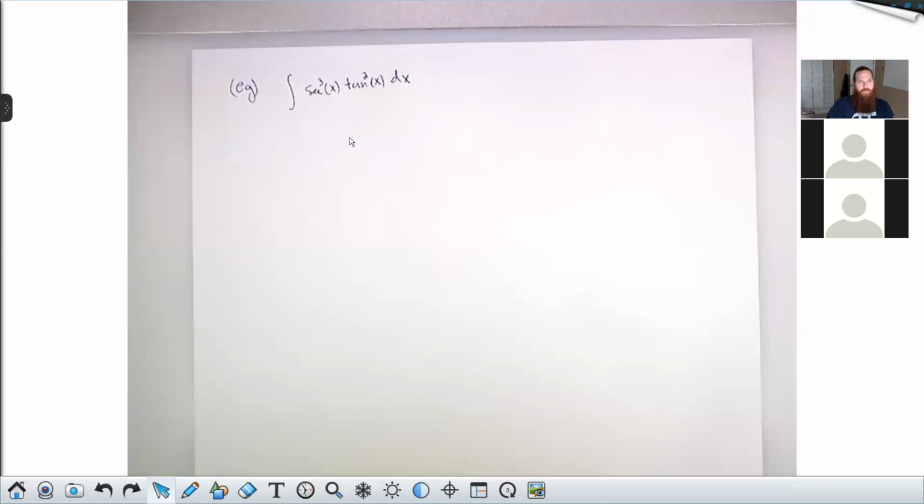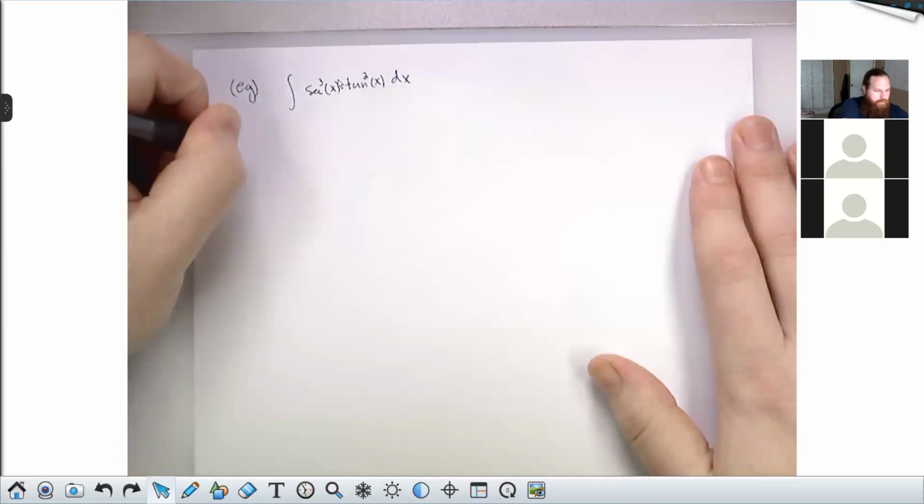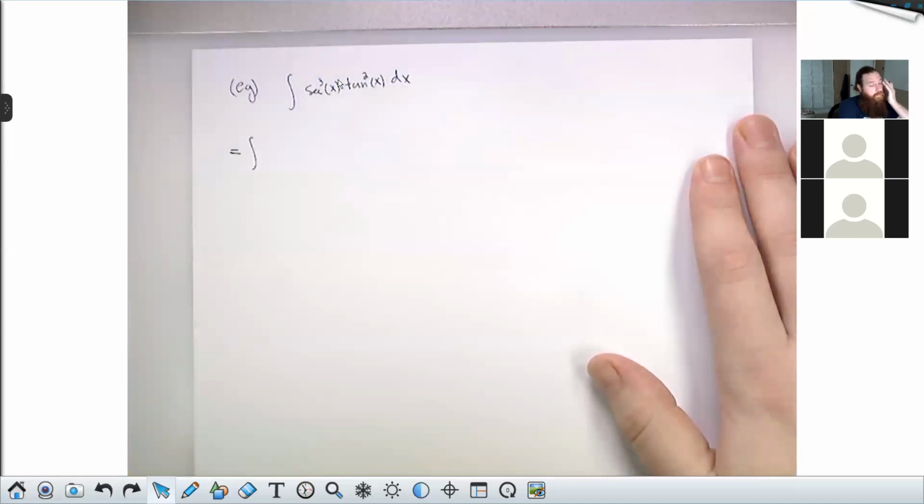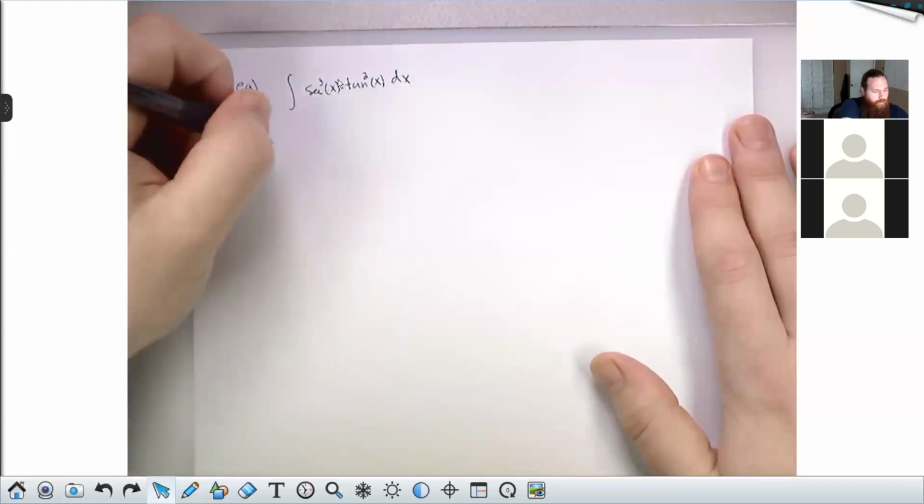I need to choose how to split this into u times dv. I could grab a secant tangent, and that would leave me with a secant squared times tangent. Or I could grab a secant squared, and that would leave me with secant times tangent squared. Those are both quite hard. So you pretty quickly run into stuff that is tricky. So let me try this two different ways.